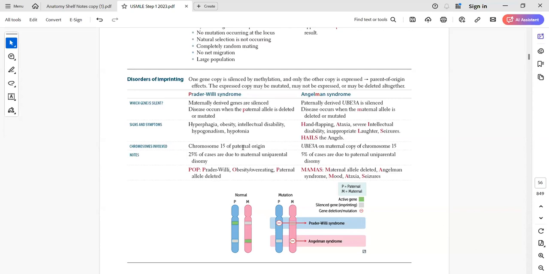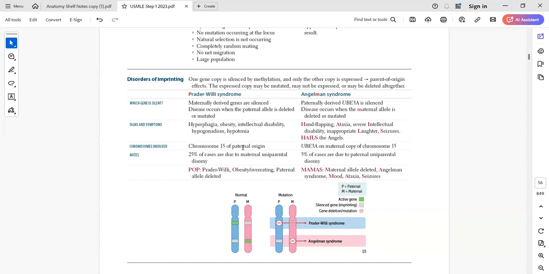Now, what they do is they're so smart in USMLE. They will not ask you that in Prader-Willi, what allele would be deleted. They will not ask you this question because they know it's so common. Everyone knows the mnemonic POP. Everyone has memorized, oh, Prader-Willi means paternal is deleted. They all know. So they're very smart. They will not ask you this question.